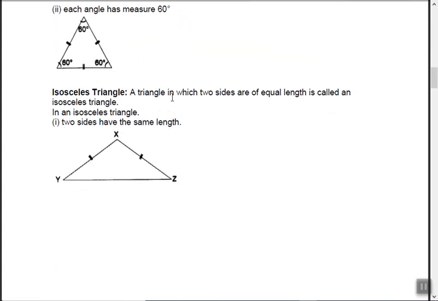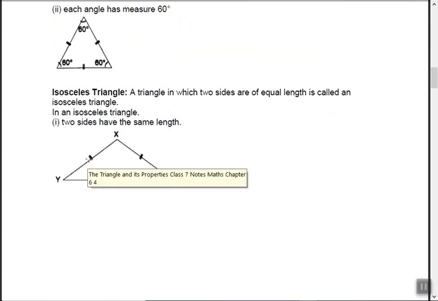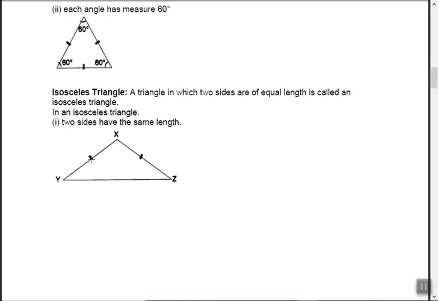Now isosceles. A triangle in which 2 sides are equal is called isosceles. Now remember one important point. These sides are always shown as the top sides, but it can happen that one top side and one bottom side can be equal. So it's not compulsory that only these 2 top sides should be equal. Any 2 sides, so 2 sides have the same length.